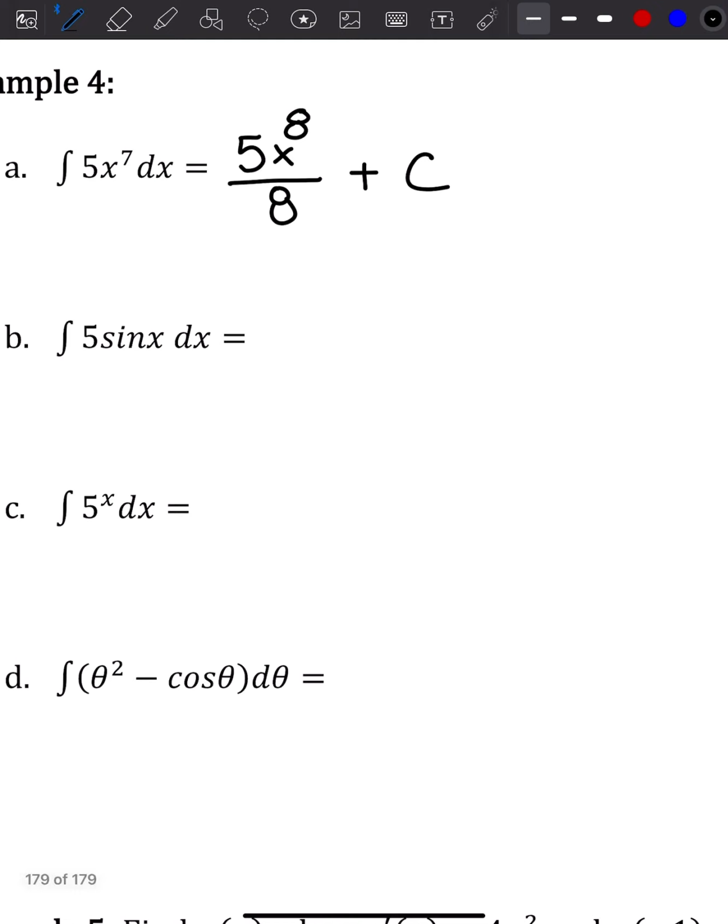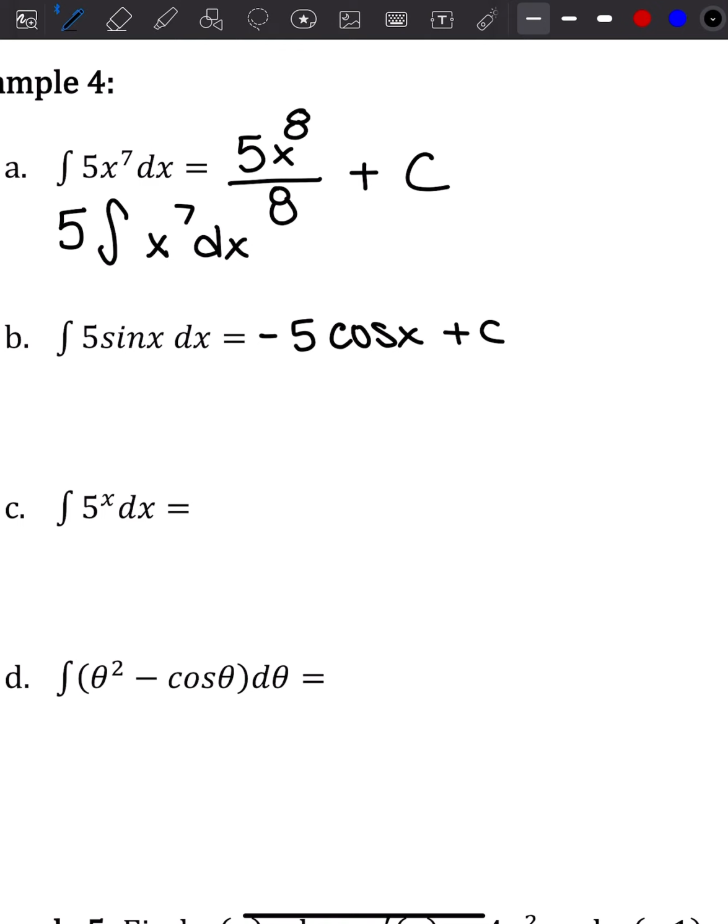Another way that I could write this integral is 5 times the integral of x to the 7th power, and it'll give us the same answer. We have 5 times the integral of sine. If I think back, what gives me sine as its derivative? That is negative cosine. We have 5 sine, so we have negative 5 cosine of x plus c.